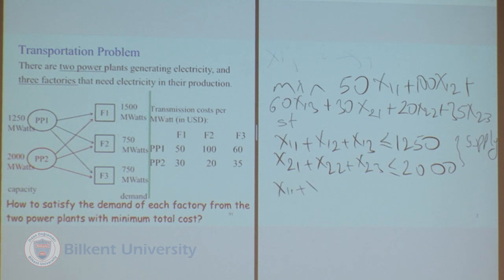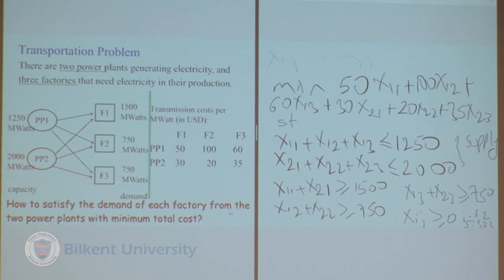x11 plus x21. Yep, 1,500. Then x12 plus x22 is 750. Then x13 plus x23 is at least what? 750 again. And I have xij greater than or equal to 0, for i = 1, 2, j = 1, 2, 3.